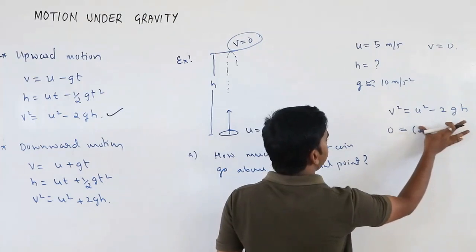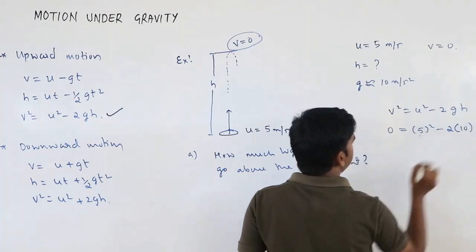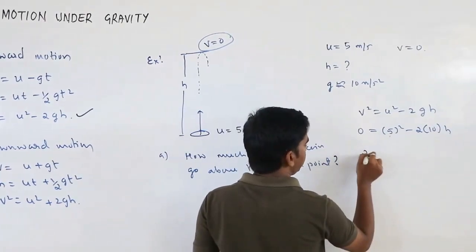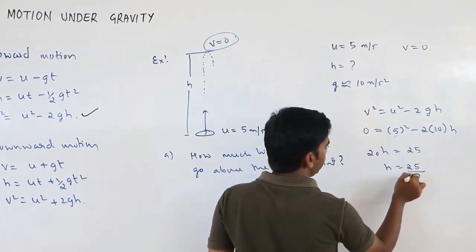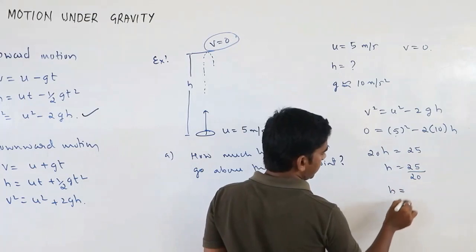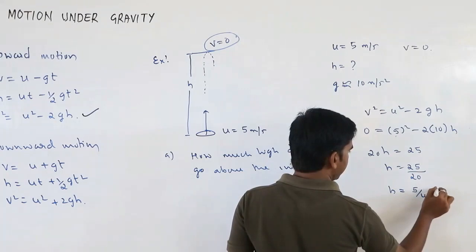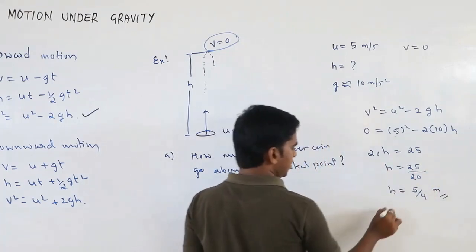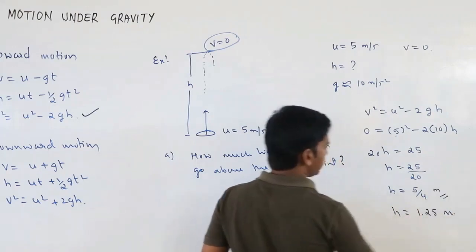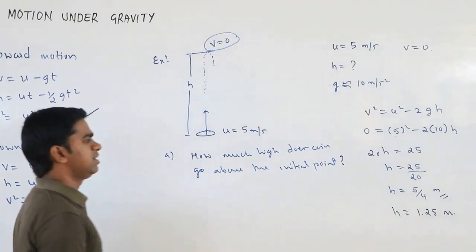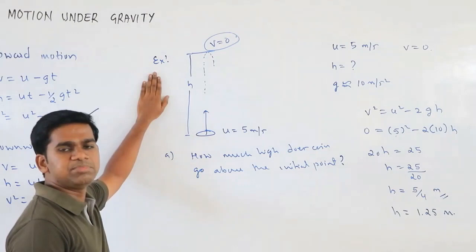U square means 5 square. So 5 square minus 2, this is 10, and h. Take 20h on this side, this will become 25, so h equals 25 by 20, so h equals 5 by 4 meter. Or you can say h equals 1.25 meter. So this is how we can find how much height it will reach, or the maximum height reached by the coin.